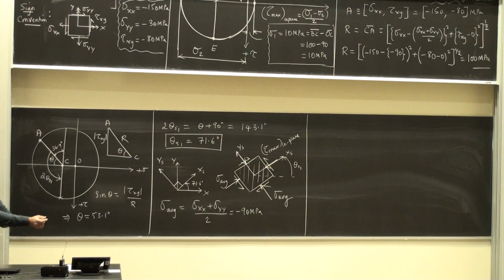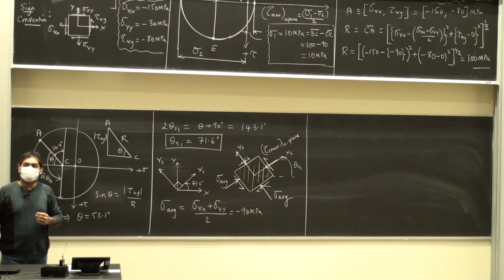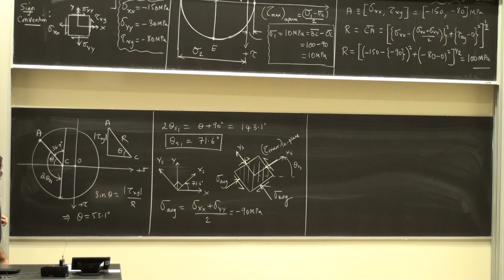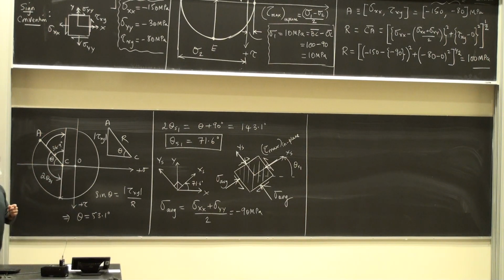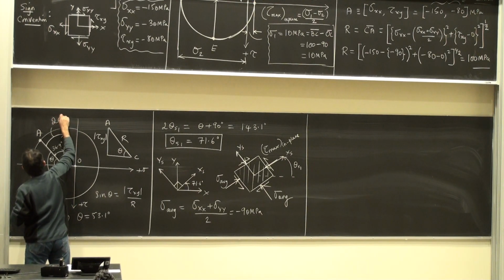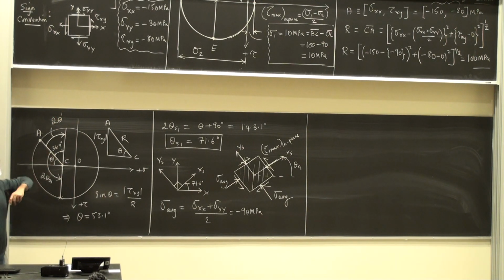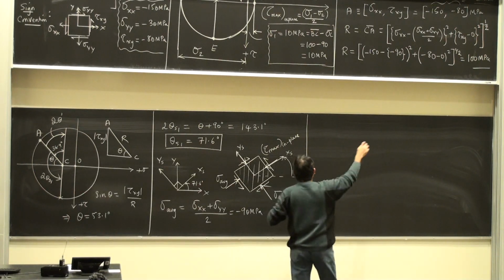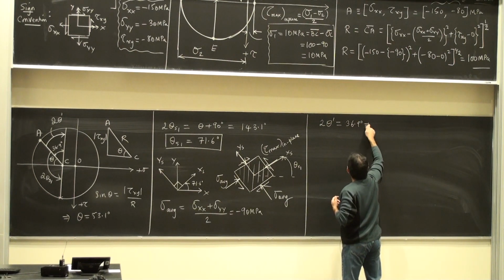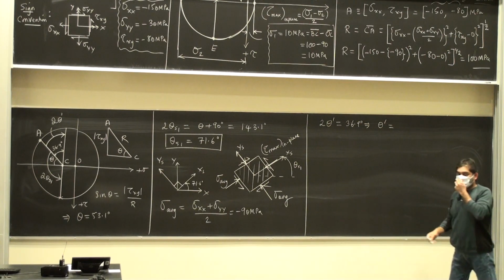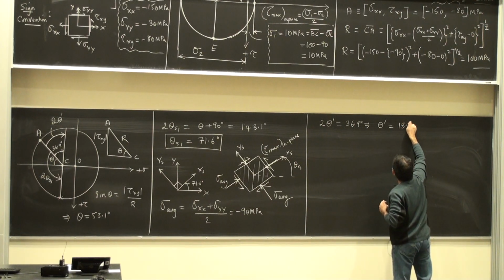Now somebody will come and tell you, hey, what is so special about going counterclockwise? Why not go clockwise? Why not? Right? Let's try that. So rather than go counterclockwise from CA, I'm going to go clockwise. So look at this. I'm going to call this angle 2 theta prime, which is equal to 36.9 degrees. So theta prime is half of that, 18 point something. Theta prime is that divided by 2, so 18.5 approximately.